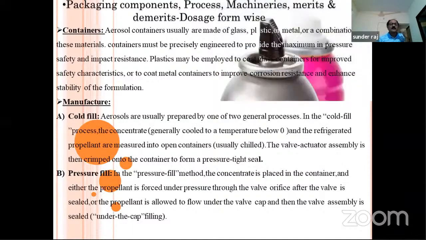Then the container. Aerosol containers are usually made up of glass, plastic, or metal, or a combination of these materials. Containers must be precisely engineered to provide maximum pressure and safety, as I told you.